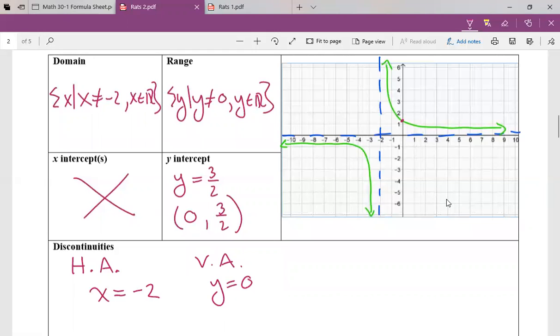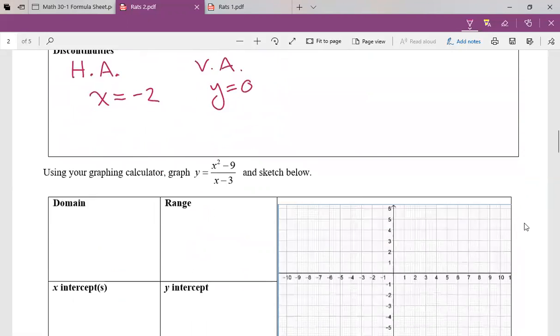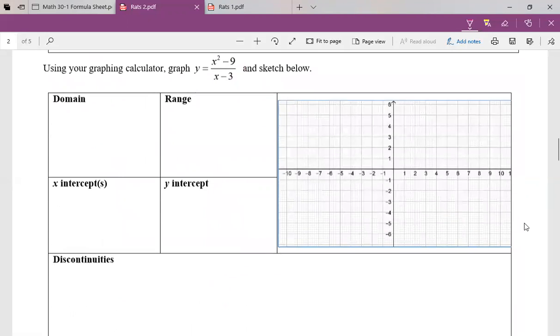Okay, what I want you to do now is, same thing, grab your graphing calculator, graph this one and fill in the chart. See you in a minute. All right. Well, I'm hoping you took the time to graph that. And when you did, I'm hoping you went, oh, maybe I graphed that wrong. I got a straight line. That's interesting. That doesn't look like the rationals that I've been seeing.